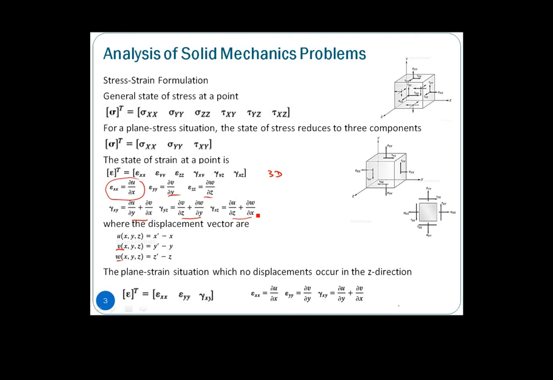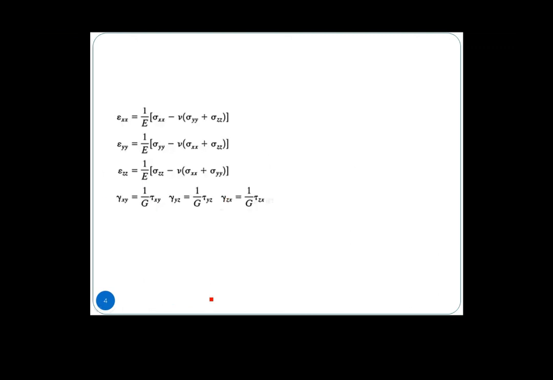In the case of plane strain, it will be reduced to only three components. Same like plane stress, the z components are all gone. So we only have epsilon x, epsilon y, and gamma xy. That is what happens under plane strain situations.